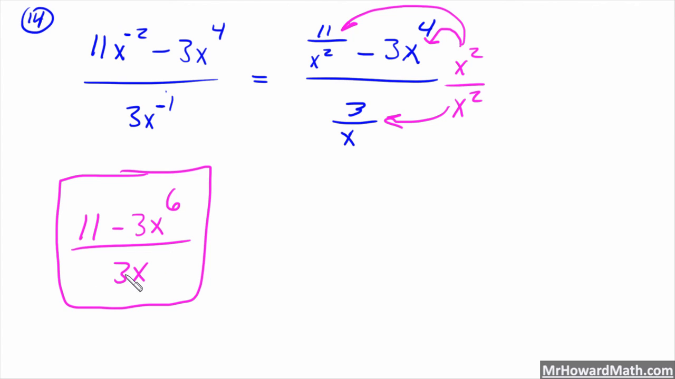So that would be our final answer on number 14. 11 minus 3x to the 6th all over 3x.